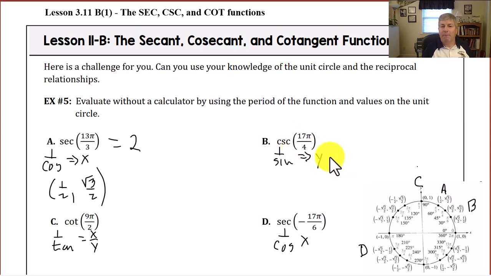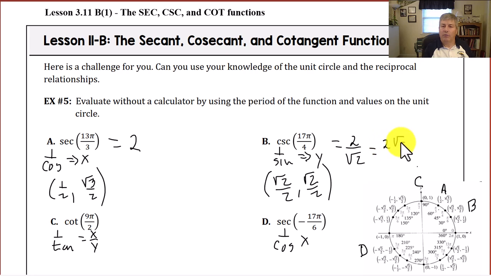For B, we want the cosecant of 17 pi over 4. We rotate around and around, and we end up at point B. We end up at the ordered pair square root of 2 over 2, square root of 2 over 2. So we want the reciprocal of our y value, which is 2 over the square root of 2, or 2 square root of 2 over 2, which cancels, so we get the square root of 2.